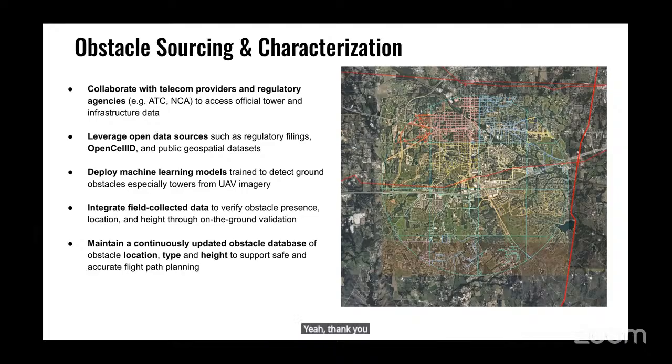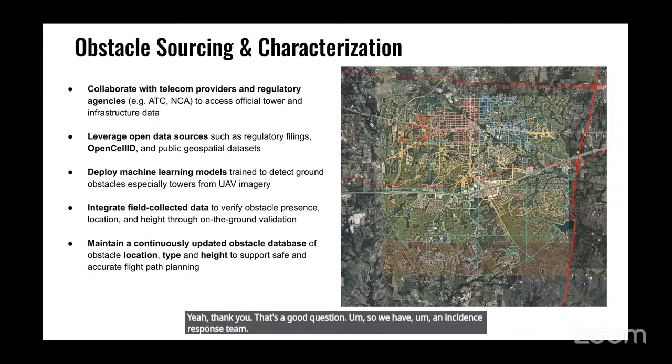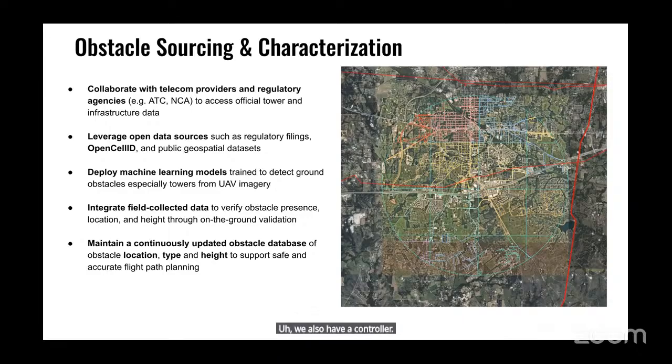That's a good question. So we have an incident response team. We also have a controller at each of the distribution centers who is doing the monitoring. Like you rightly said, there can be a bird strike on the drone that will make it go down. In that instance, it would deploy the parachute, like I spoke about, and then land safely so there are no fatalities. But we are thinking about the patient who needs that medication, right?